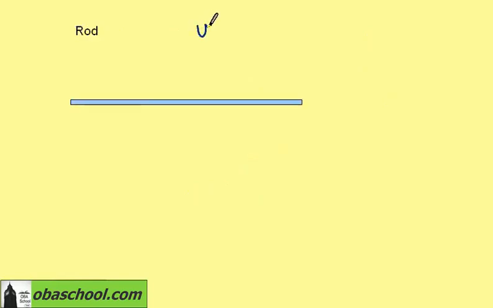If we have a rod and it is uniform, i.e. its density is the same along its length, then the center of mass will be located at the midpoint of the rod.